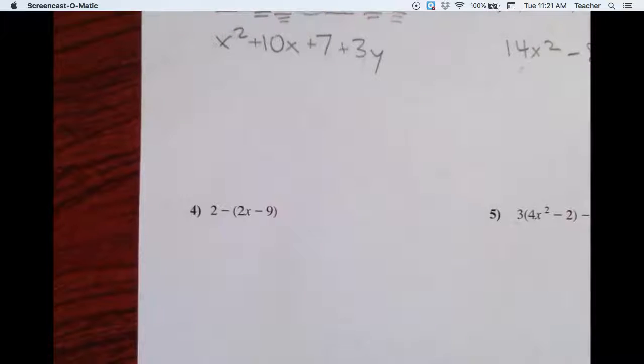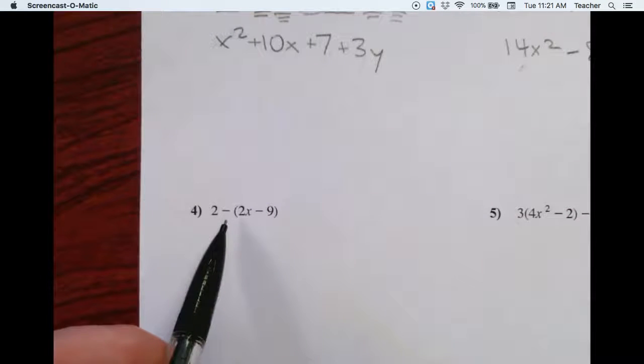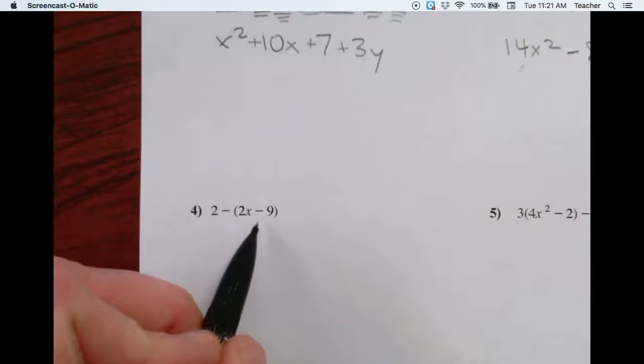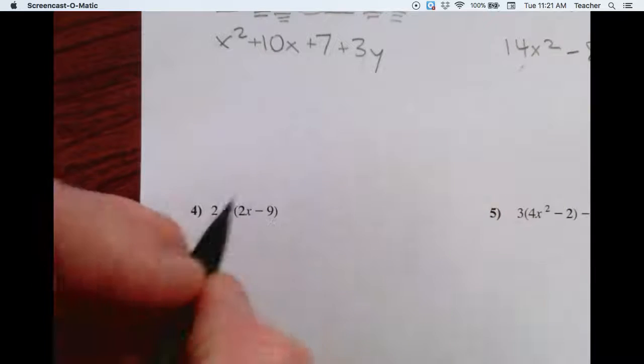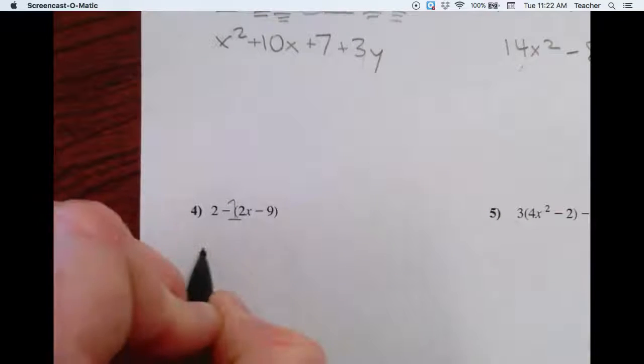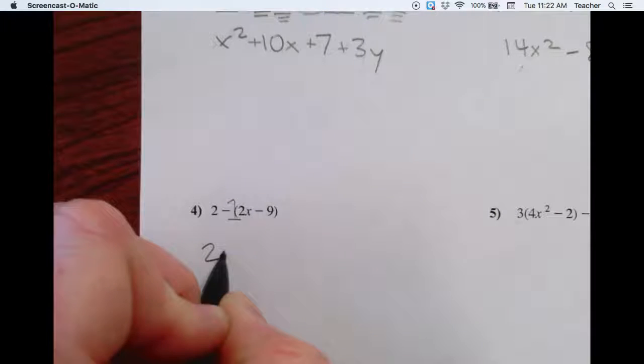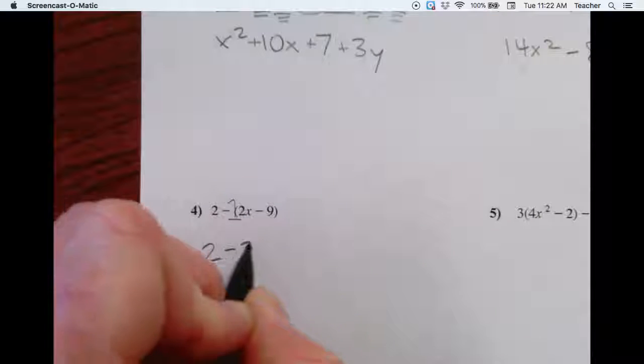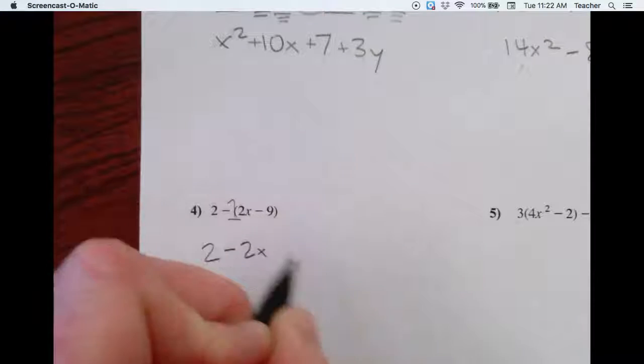Here we have 2 minus the quantity of 2x minus 9. Now remember, if we're subtracting this, there's a ninja 1 here. So when we distribute that, it becomes negative 1 times 2x is negative 2x. Negative 1 times a negative 9 is a positive 9.